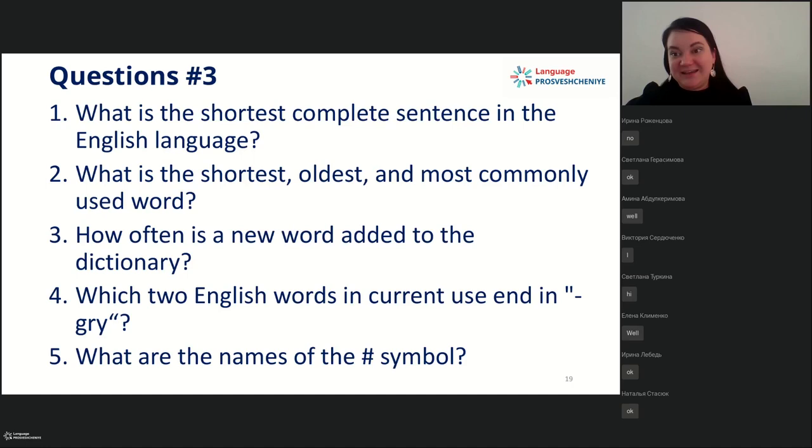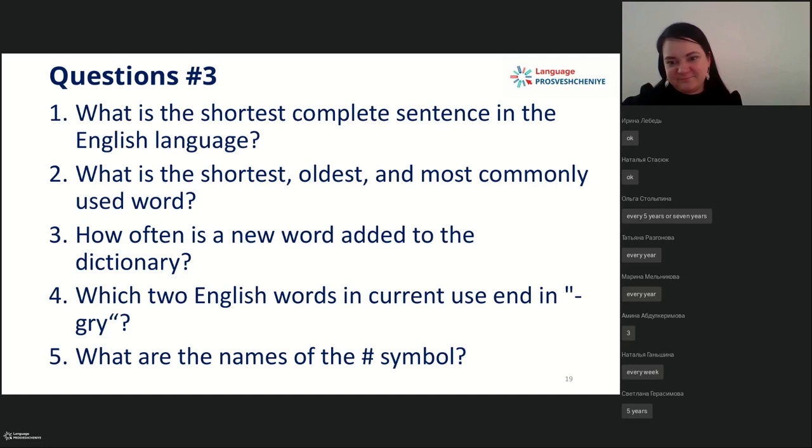Okay, question number three. How often is a new word added to the dictionary? What do you think? How often? Every 5 or 7 years. Okay. Every year. Every year. Every week.